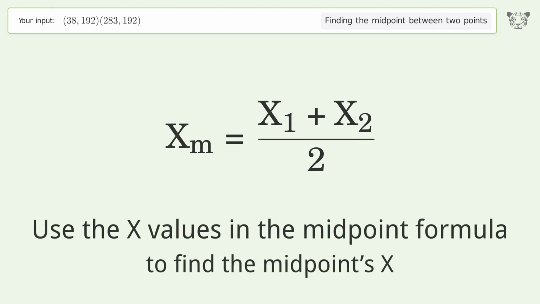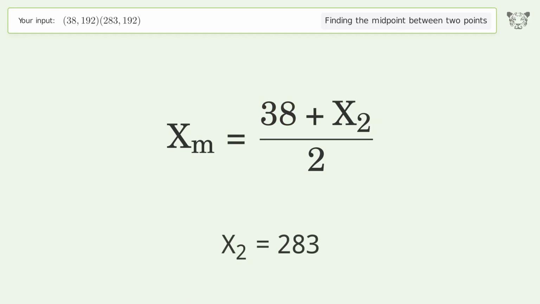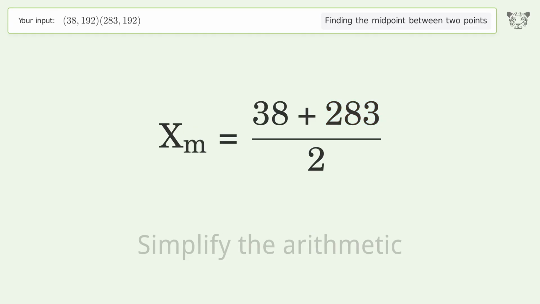Use the x values in the midpoint formula to find the midpoint's x. x1 equals 38. x2 equals 283. Simplify the arithmetic.